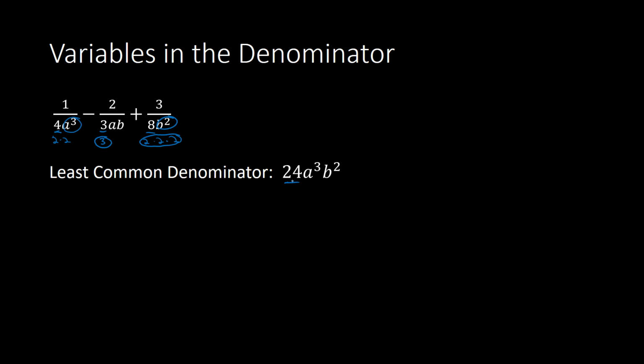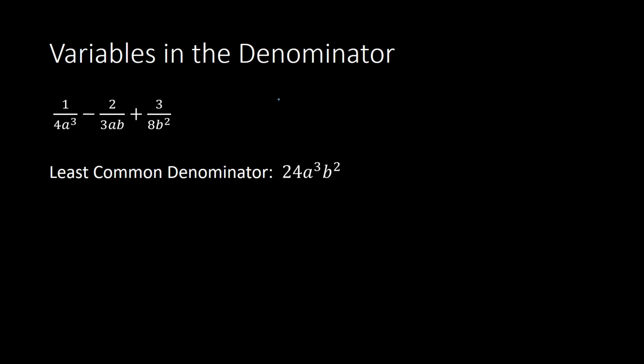Okay, by the way, the 24 we could find by just listing out the multiples of 4, 3, and 8. 4 would be 4, 8, 12, 16, 20, 24, etc. 3, we keep going to get 3, 6, 9, 12, 15, 18, 21, and finally we'll get 24. The 8, we get 8, 16, then 24. So we could see it that way as well by listing them out. But either way, we get 24a cubed b squared.